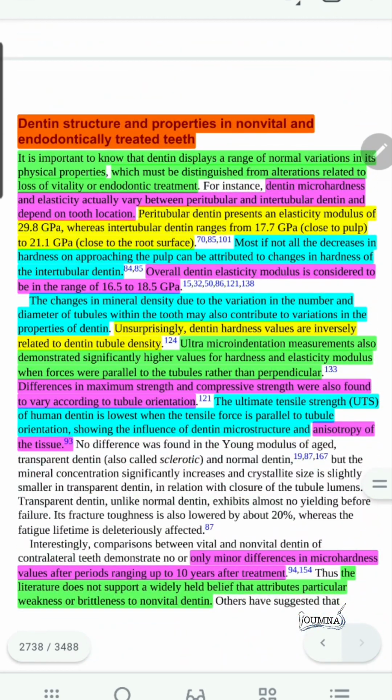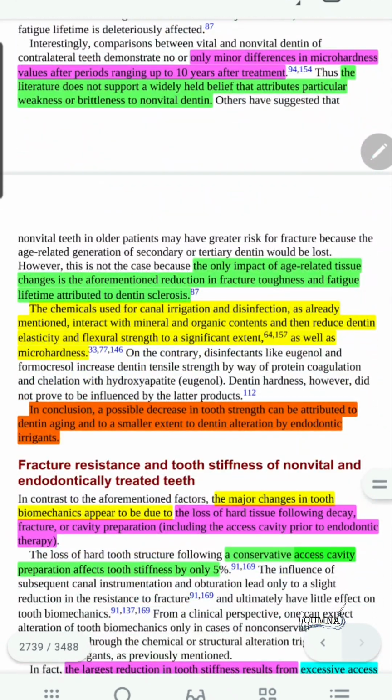These are some elasticity modules, the Young's modulus. I think that they are important for the researchers to get information from them. I'm not gonna go in deep. They are comparing the hardness of the dentin before and after, and these in numbers.